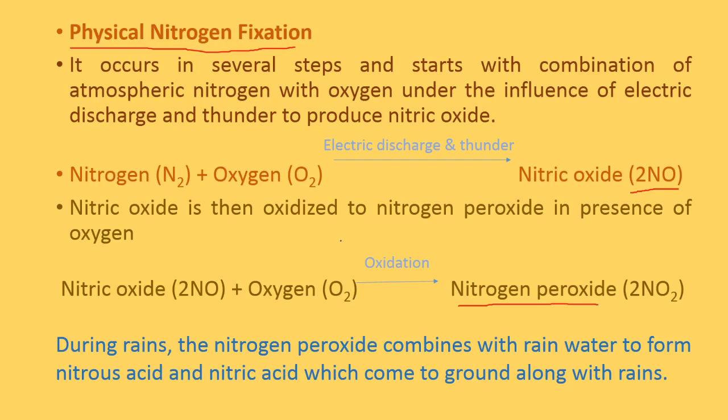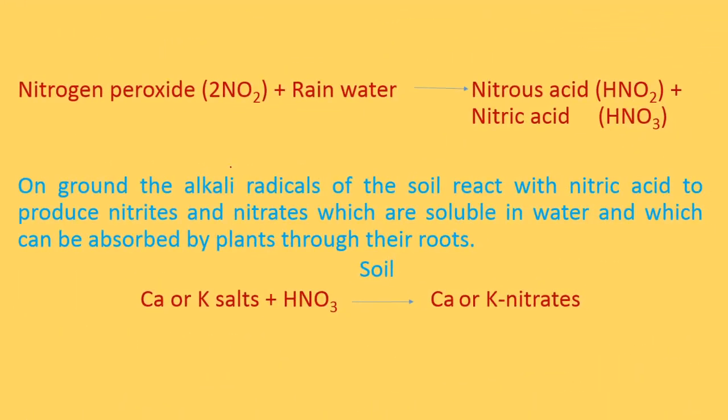So see here, all these steps are going on in the air, these processes, that is the conversion of nitrogen to nitric oxide and nitric oxide to nitrogen peroxide. All these different reactions have been taking place in the atmosphere itself. But when nitrogen peroxide is formed during the rainy season, it comes to the ground with the help of rain, and it will form nitrous acid and nitric acid, and this is the reaction for this.